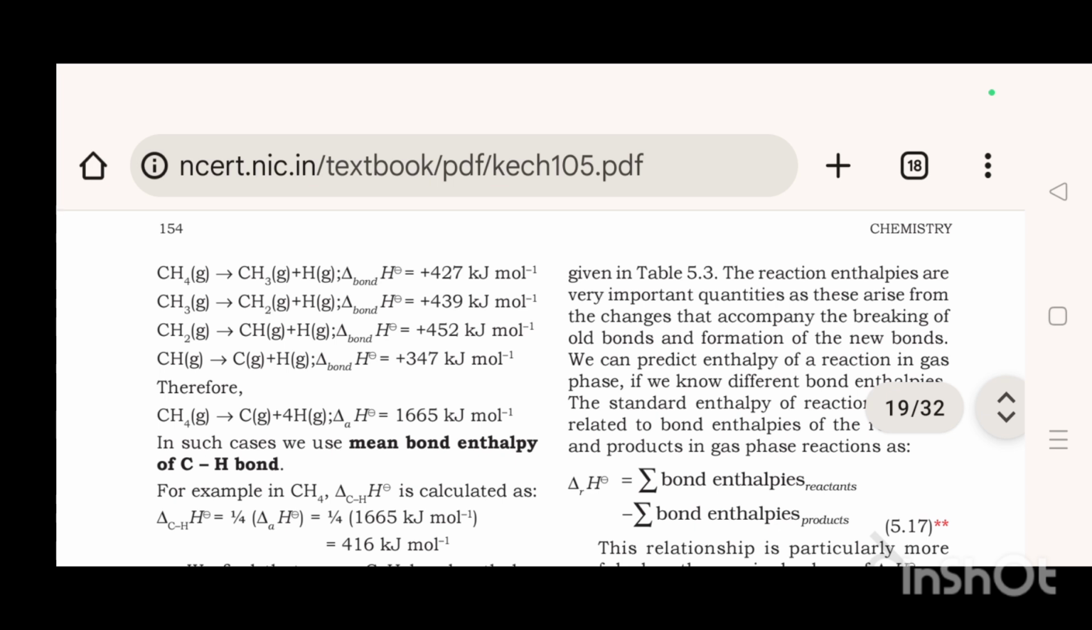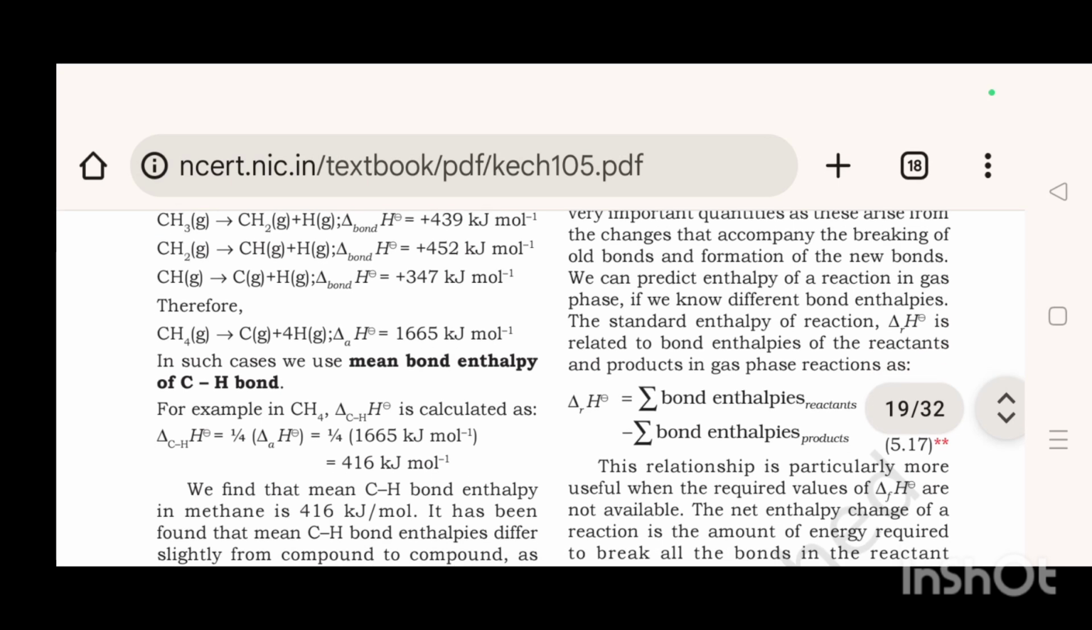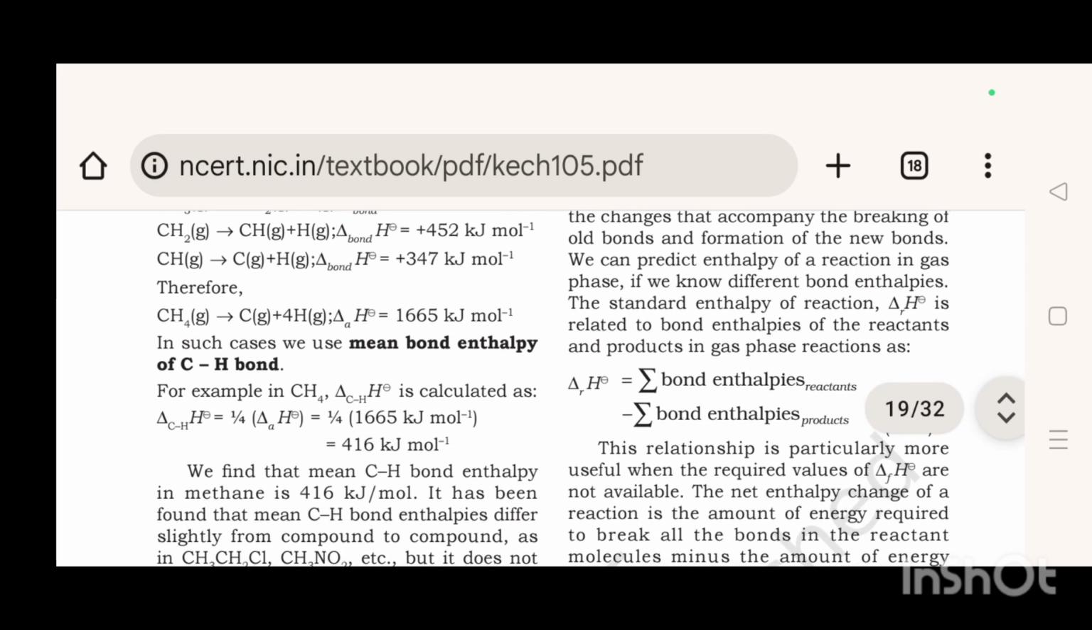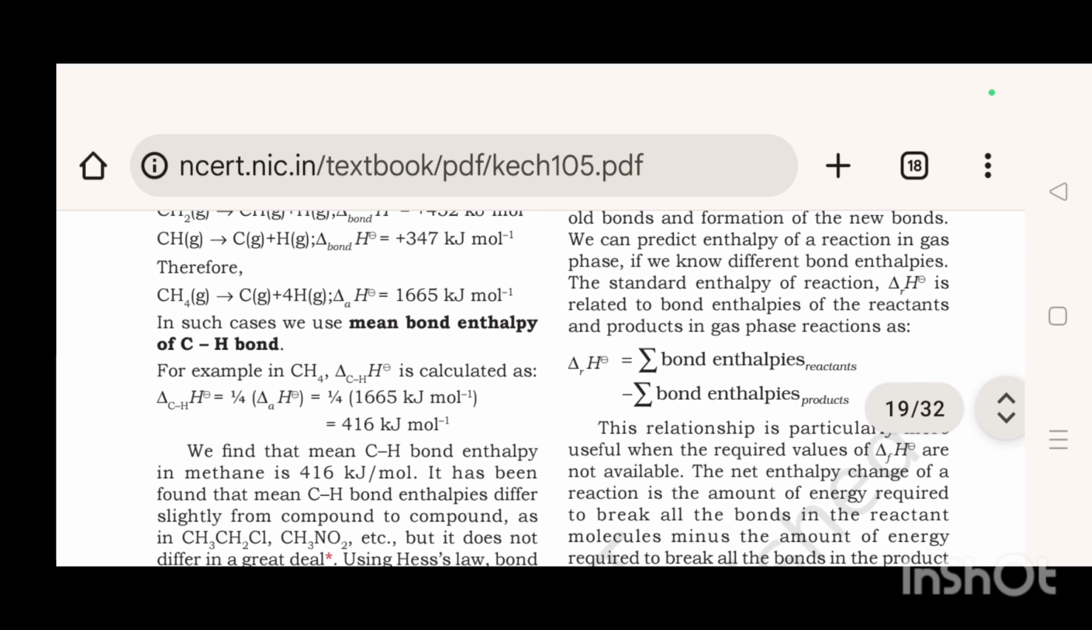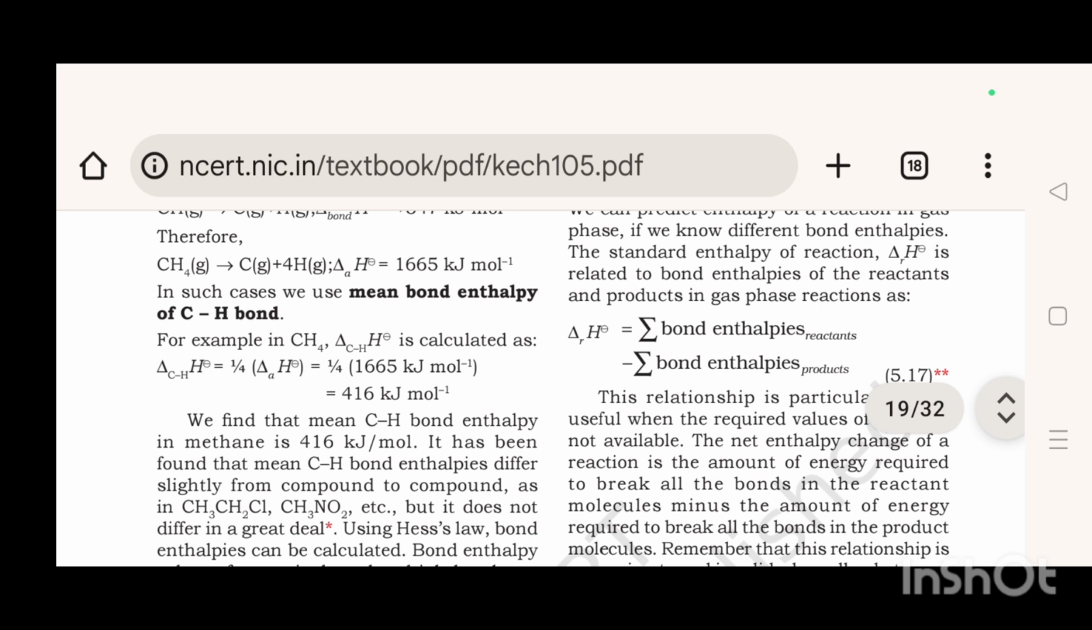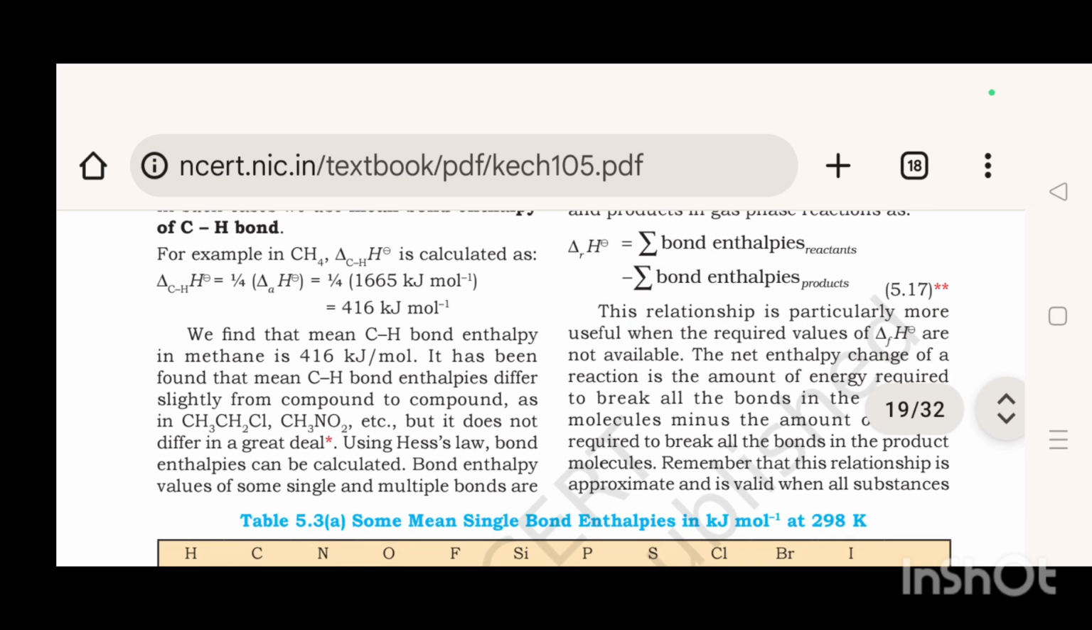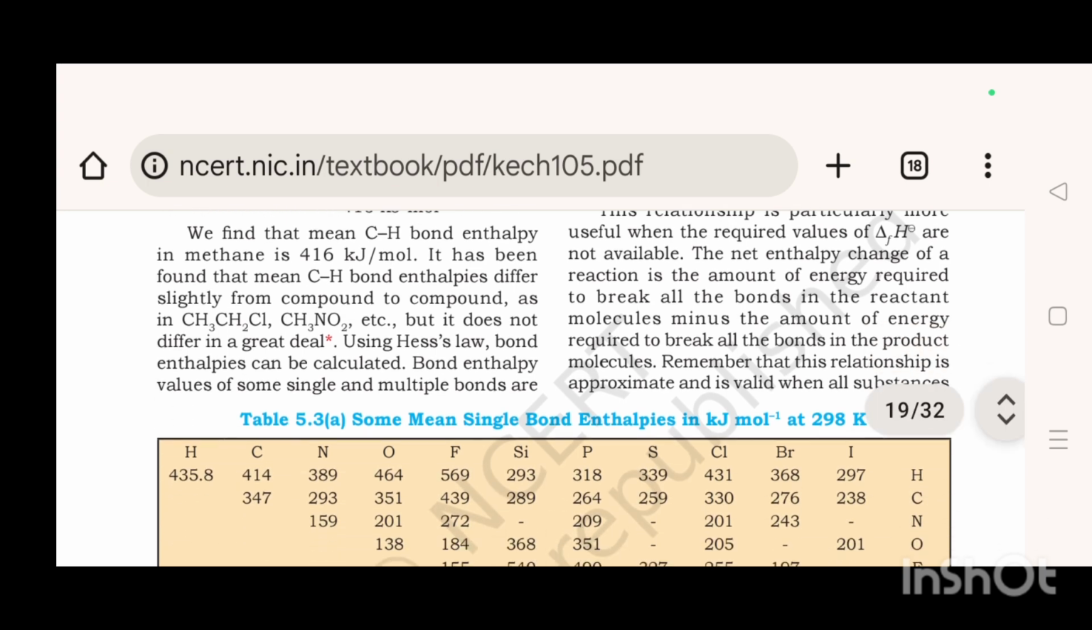The reaction enthalpies are very important quantities, as they arise from the changes that accompany the breaking of old bonds and formation of the new bonds. They can predict the enthalpy of reaction in the gas phase. If we know different bond enthalpies, the standard enthalpy of reaction is related to the bond enthalpy of the reactants and products in a gas phase reaction. This relation is particularly useful when the required values are not available. The net enthalpy change of a reaction is the amount of energy required to break all the bonds in the reactant molecules minus the amount of energy required to break all the bonds in the product molecules.